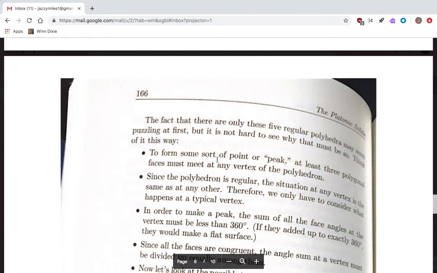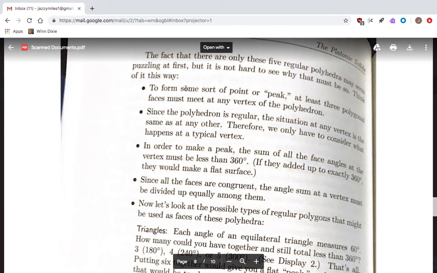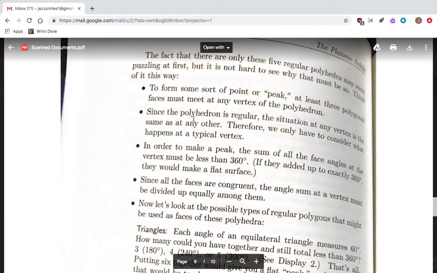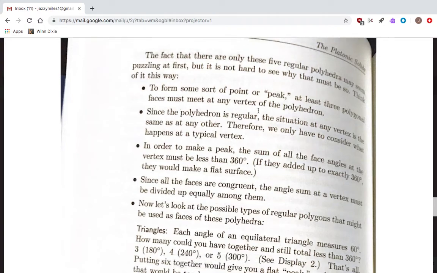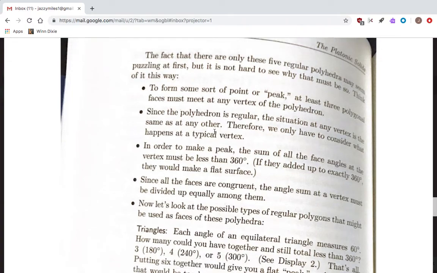Page 166. The fact that there are only these 5 regular polyhedra may seem puzzling at first, but it's not hard to see why that must be so. Think of it this way. To form some sort of point or peak, at least 3 polygonal faces must meet at any vertex of the polyhedron. Since the polyhedron is regular, the situation at any vertex is the same as at any other. Therefore, we only have to consider what happens at a typical vertex.